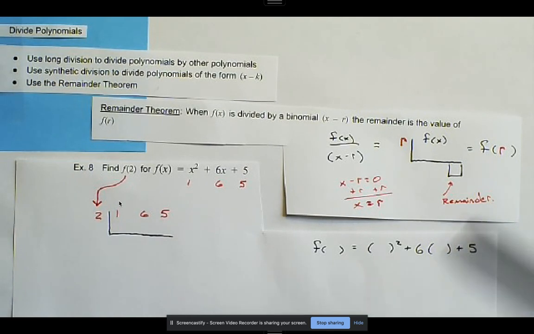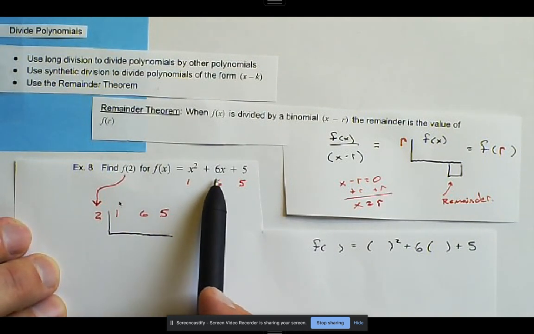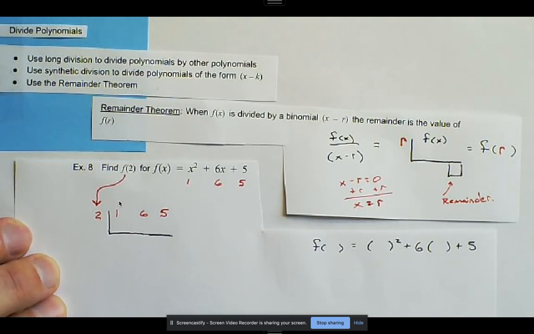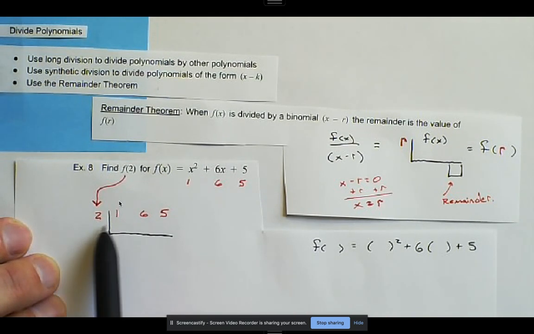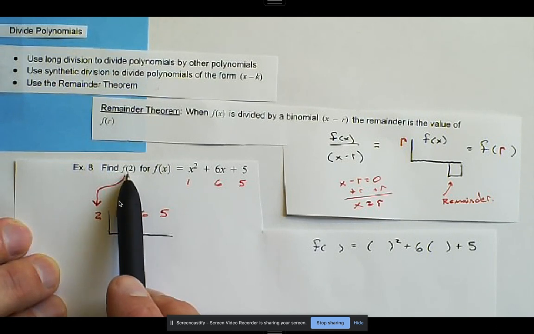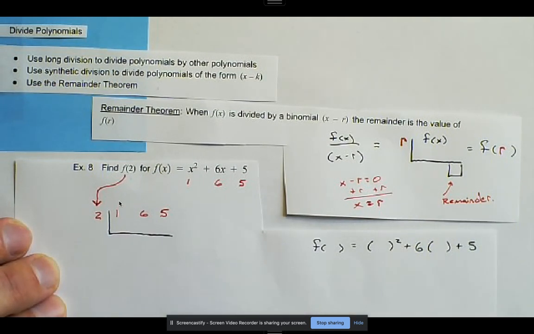So we're going to do an example here, and we have the quadratic function x squared plus 6x plus 5. Remember, our coefficients are 1, 6, and 5, so we put those into our synthetic division bracket, and we're trying to evaluate it at 2. That was our r over here.